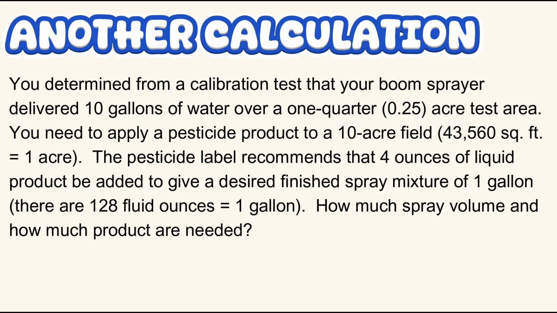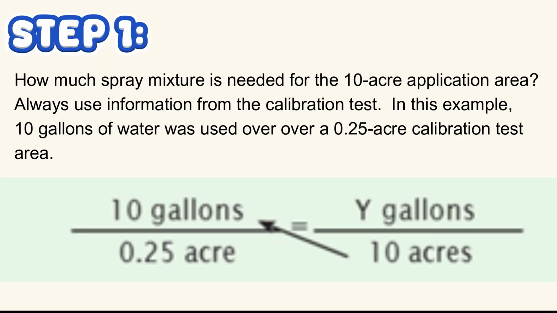The pesticide label recommends that 4 ounces of liquid product be added to give a desired finished spray mixture of 1 gallon. There are 128 fluid ounces in 1 gallon. How much spray volume and how much product are needed in this scenario? We're going to break this down over 3 steps.